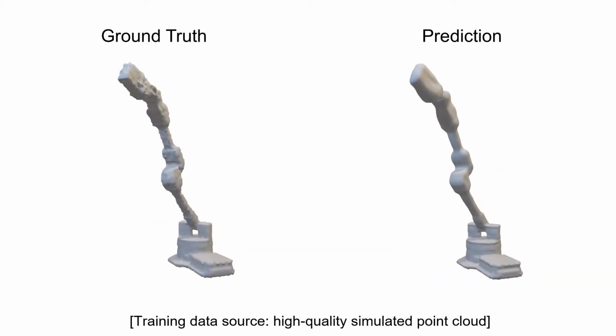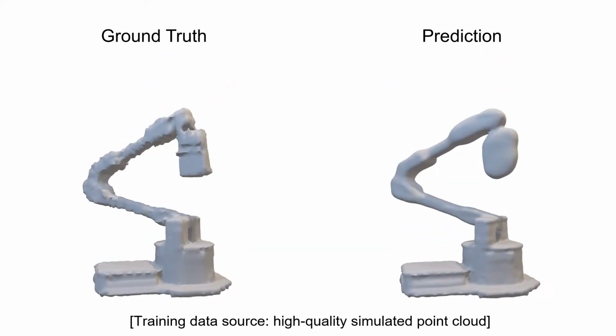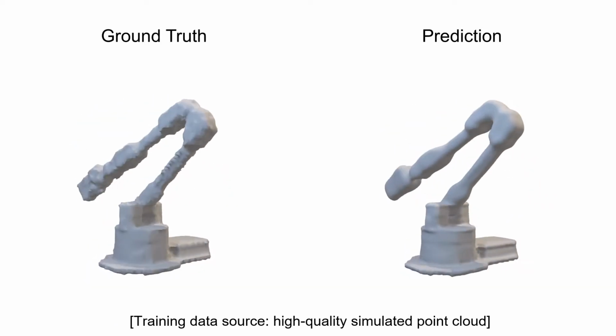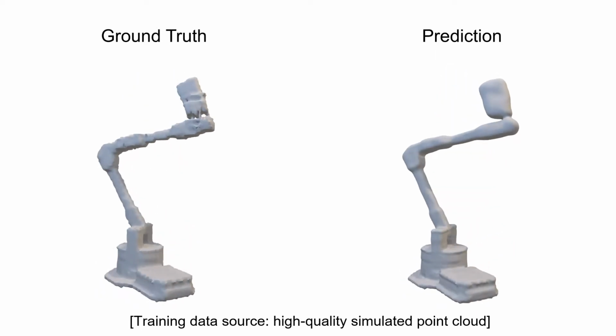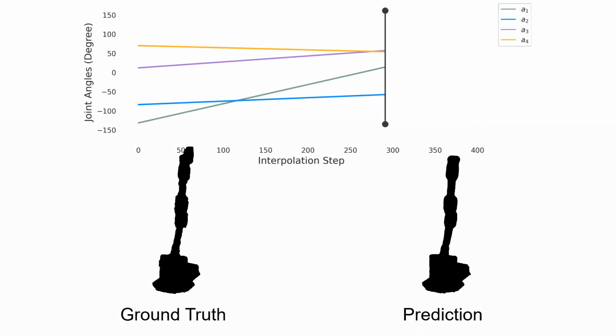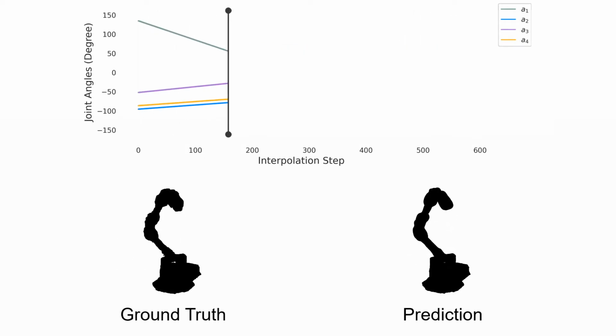By learning directly from high-quality simulated data or real-world noisy data, our visual self-model can learn accurate full-body morphology and kinematics. Here, we show more predictions by interpolating between input joint angles.